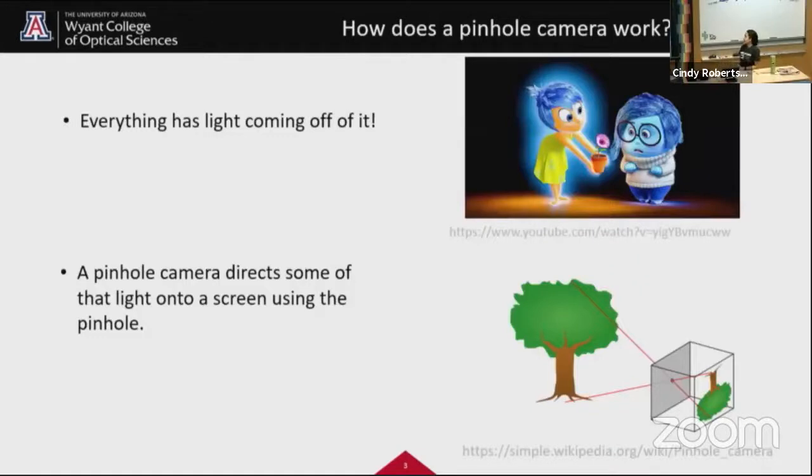So how does this work? Well, everything has light coming off of it. If you've ever seen Inside Out, you'll notice that Joy kind of has this aura, or all these little pieces of light coming off of her. And in reality, everything has light coming off of it. So a pinhole camera takes some of that light and samples it through that hole and directs it onto a screen. And that's how we're able to form an image without a lens.